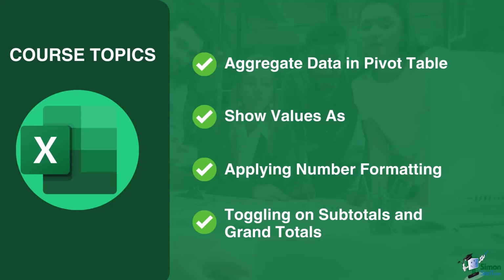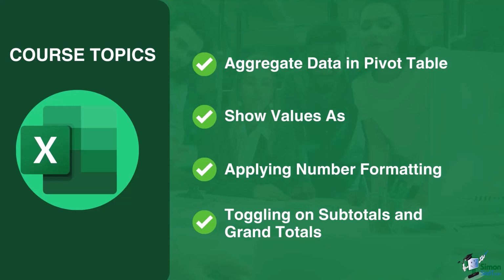So some of the most important things that you might want to do: how we can aggregate our data or change the way that we're aggregating our data, whether we're summing or counting or working out the average, things like that. I'm going to show you how you can show values as something else, so maybe a percentage of the total, things like that. We're going to take a look at how we can apply number formatting in pivot tables, because it does differ a little bit than when you're just applying number formatting to regular cells in Excel. So I'll show you that.